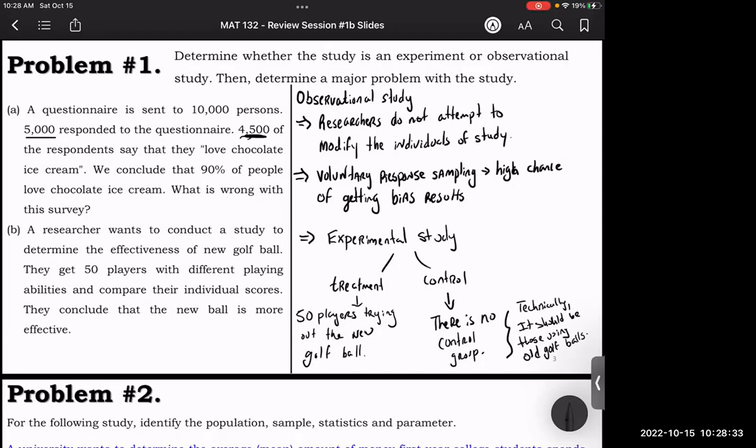All right, so any questions with problem one? Is it okay for us to move on? All right, so I'll rotate the screen now.